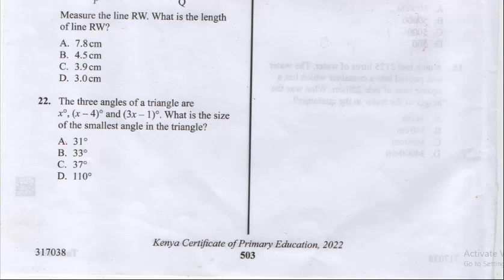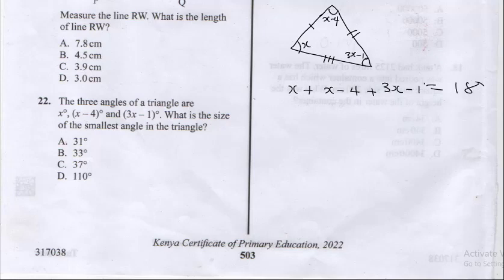Now you need to know that this is your triangle, and let's say it's a scalene because all the sides are not equal. This is not equal to this, and it's not equal to this. So here is x, here is x minus 4, and here is 3x minus 1. So recall that x plus x minus 4 plus 3x minus 1 is going to be what? 180. The reason is the sum of angles of a triangle is equal to 180 degrees.